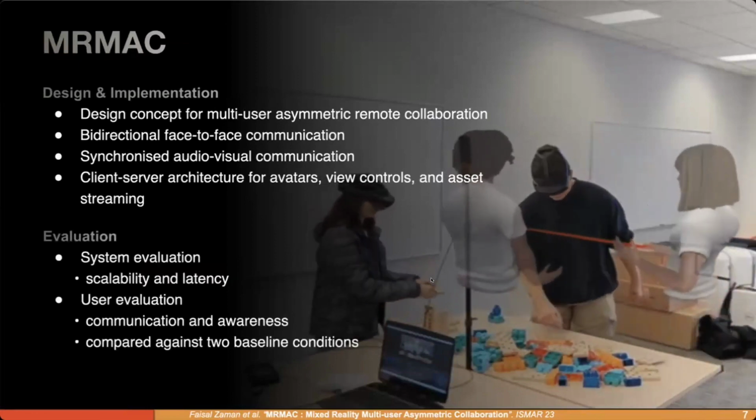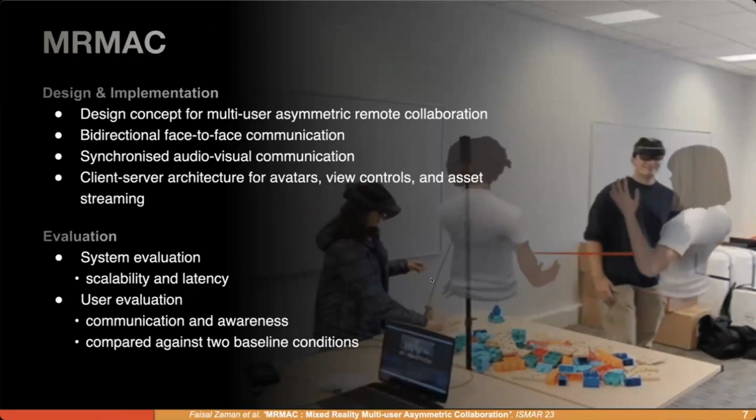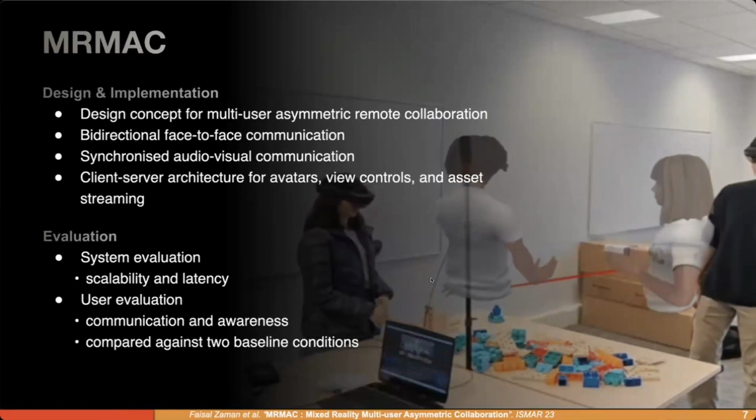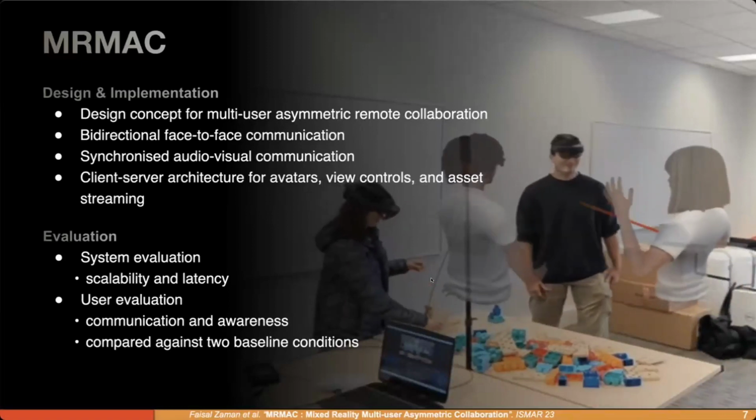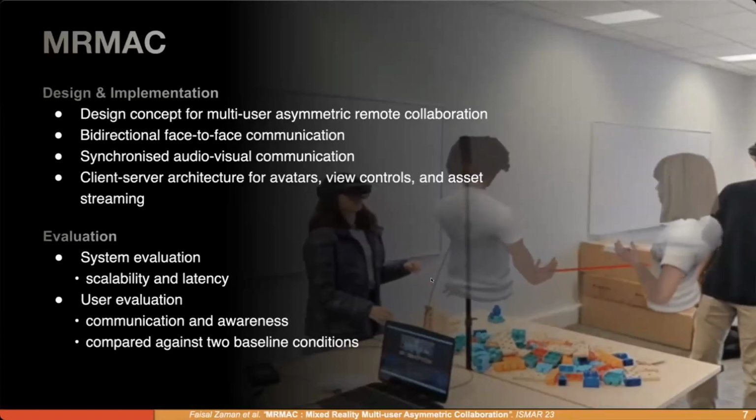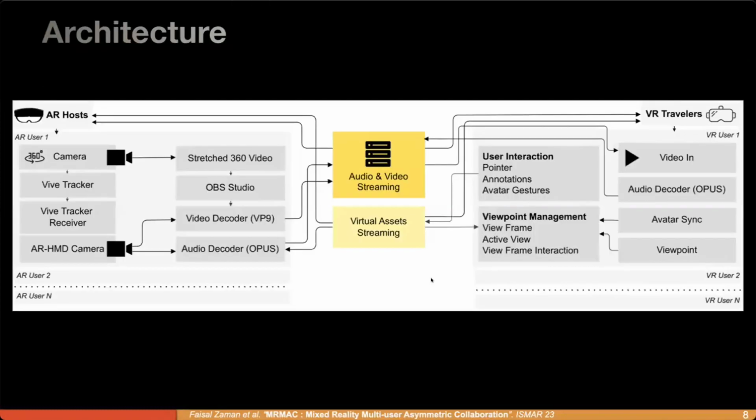We have also done some system evaluation with a focus on scalability and latency, as well as a user study. In this study, we compared our system MRMAC against two baseline conditions. So here's our system architecture. We mounted a 360 camera at the local user space. We also take the camera feed from the AR user headset, and then the remote user receives those video feeds and also sends the viewport stream to the local user.